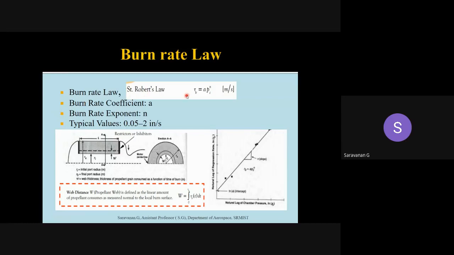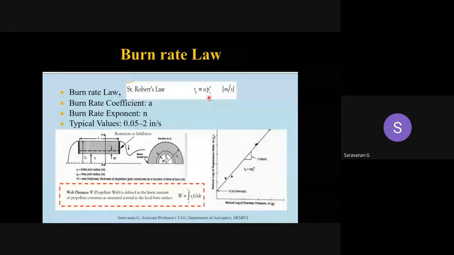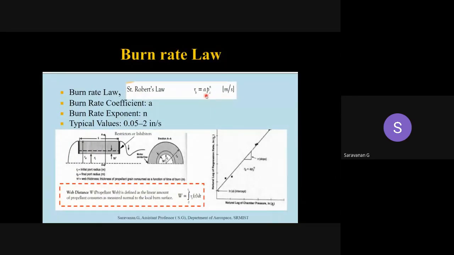So the burn rate law is the relation between the burn rate r and the chamber pressure Pc. As we discussed, the burn rate is always normal, perpendicular to the burning surface. The burn rate r is proportional to the chamber pressure, a very important factor affecting the burn rate. With respect to chamber pressure, we have the equation with a, where a is the burn rate coefficient for the burn rate equation, and Pc is the chamber pressure. So n is the index.